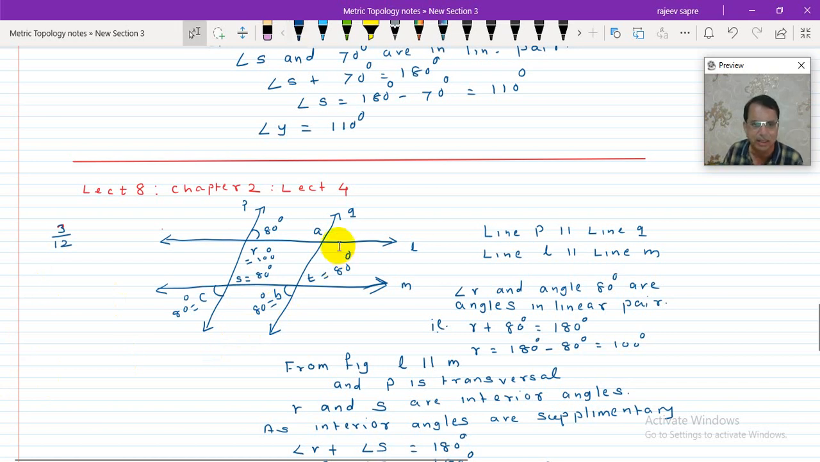Now, very simple thing: this angle A and the angle here, suppose I take this angle as U, since T we have already taken. Then what is U? Because this is 80 degrees, another reason I can give, this is 100 degrees R. So it is opposite angle to 100, so U also will be 100 degrees, right?